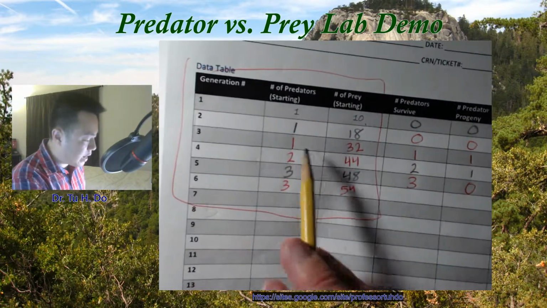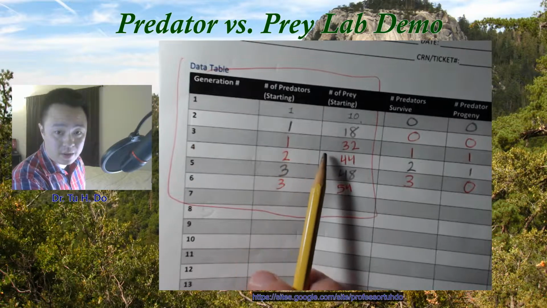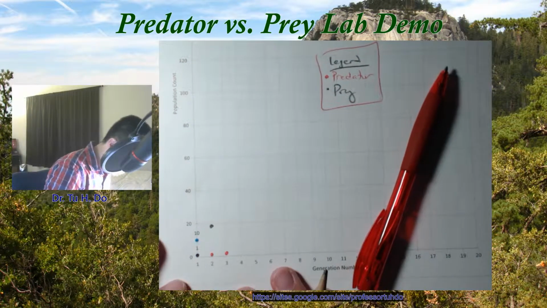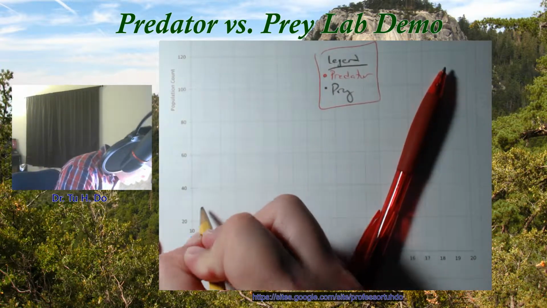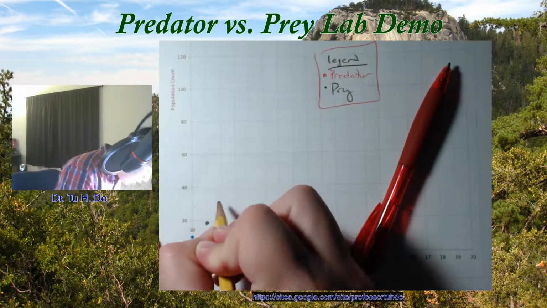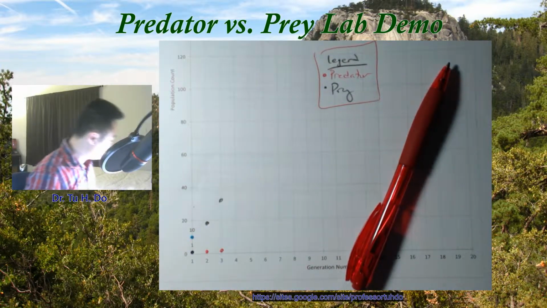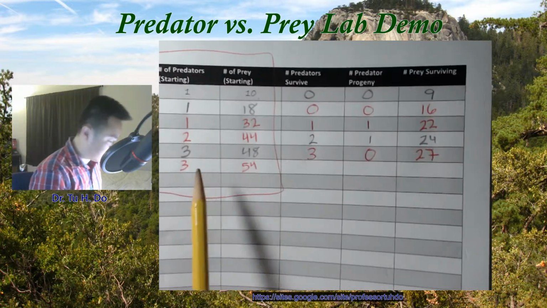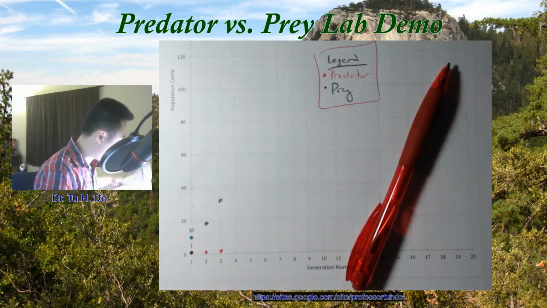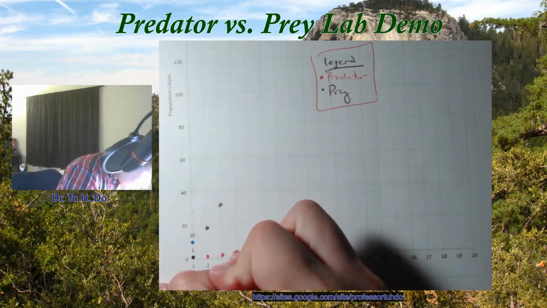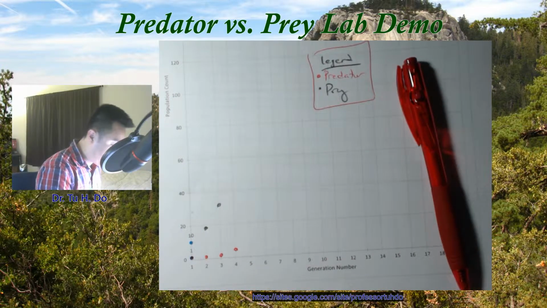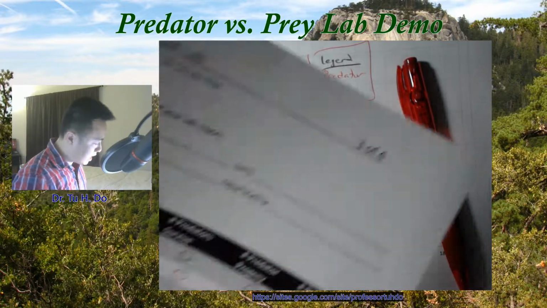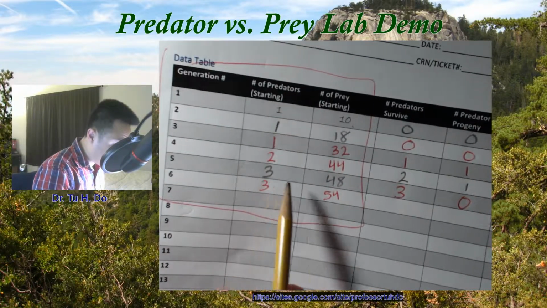Generation number 3, we have here 1 predator, 32 prey. So we're still here at 1 predator, but now we have 32 prey. So this is the 30 mark here, halfway 30 and 32, somewhere around here. Generation number 4. Okay, let's look at 4. 2 predators, 44 prey. So 2 predators here, somewhere around there, and 44 prey, somewhere around there. Okay. And then number 5 here is 3 and 48.